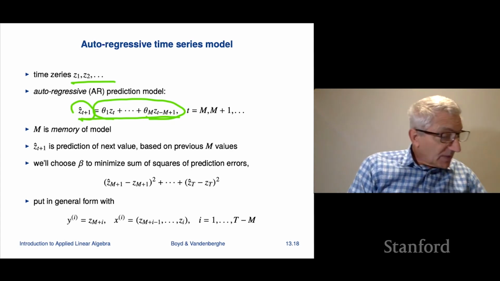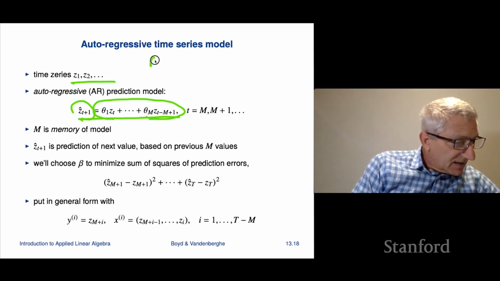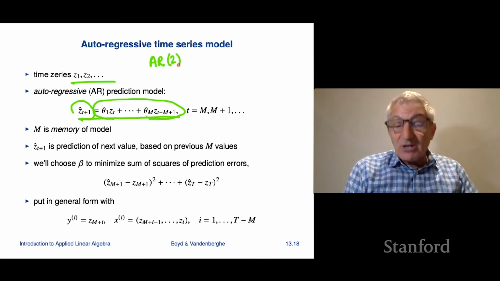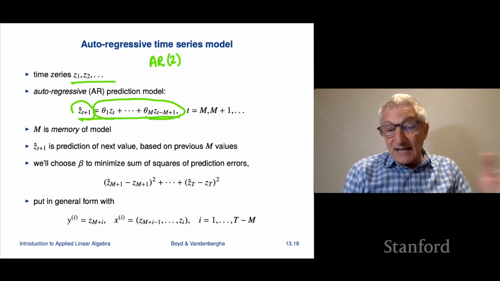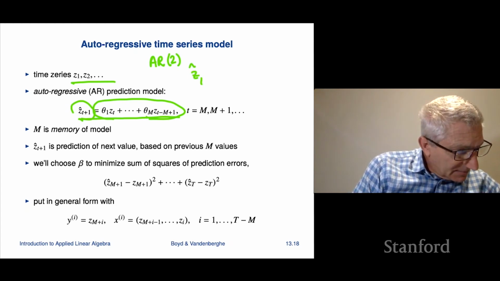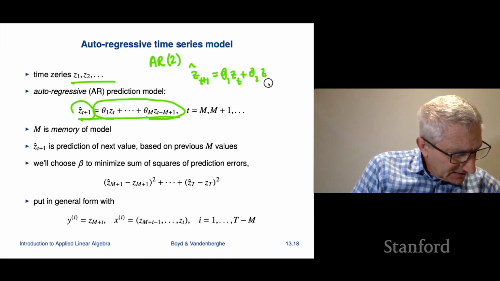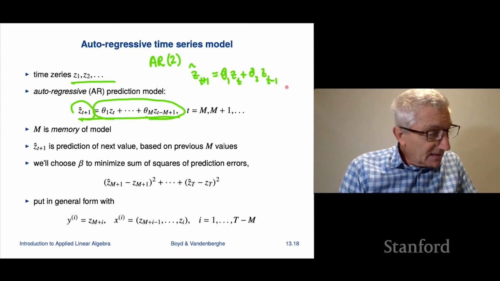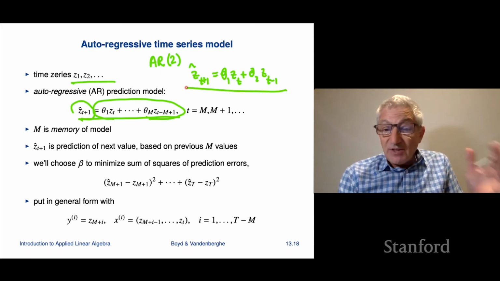So, for example, people would refer to this; I'll show you an AR2. Sometimes people put an argument in there to say what the memory is. That's where you give capital M. And that looks like this. It says z hat t plus 1 is equal to theta 1 zt plus theta 2 times z t minus 1. There it is. And the model coefficients are theta 1 and theta 2.